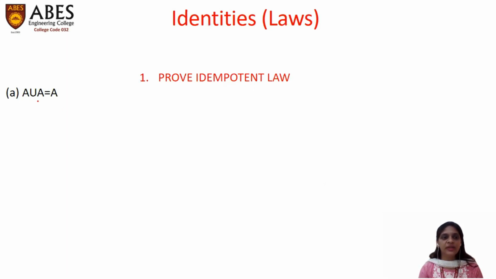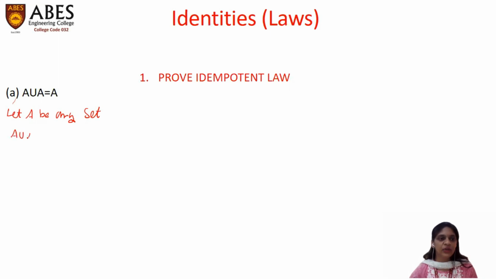So the first property is A union A is equal to A. We have to prove this. For this, let A be any set. We have to prove that A union A is a subset of A and A is a subset of A union A.